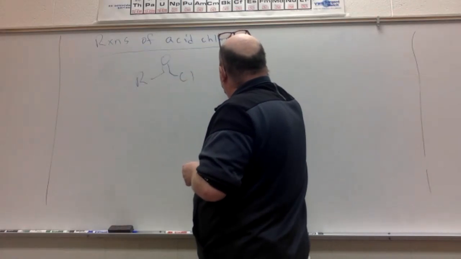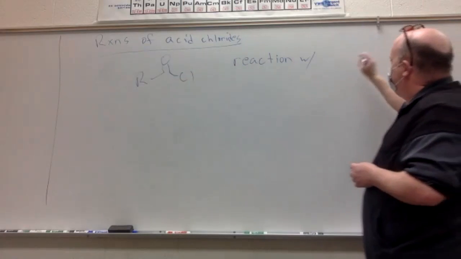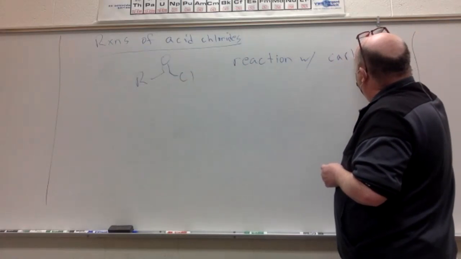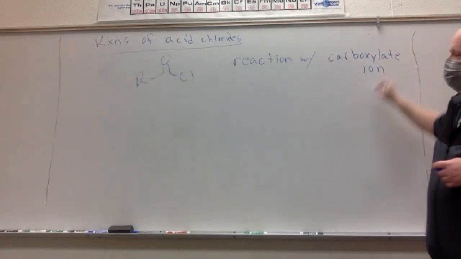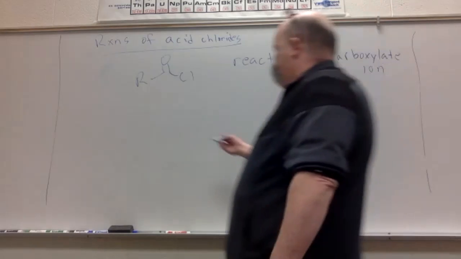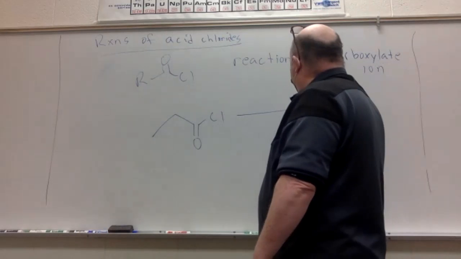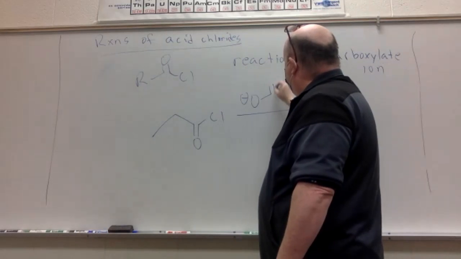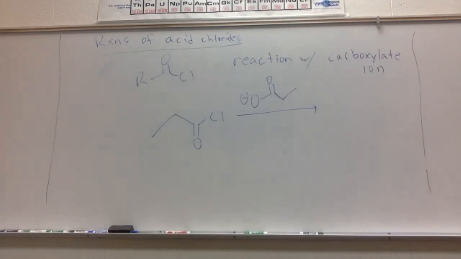I'm going to show you one real quick. And that's reaction with a carboxylate ion. A carboxylate ion is just a deprotonated carboxylic acid. So let's say you had this. Okay, that's an example of a carboxylate ion.